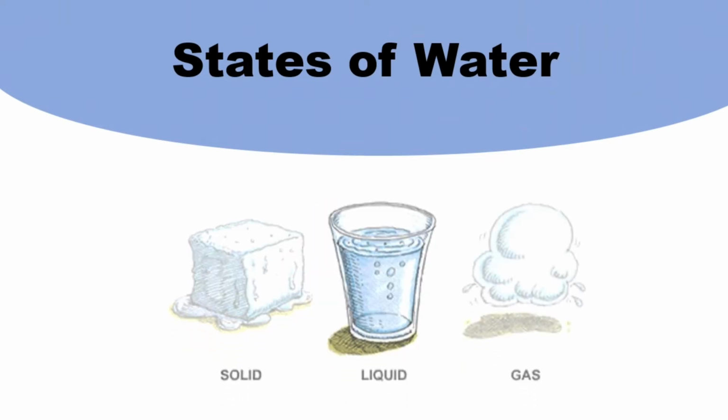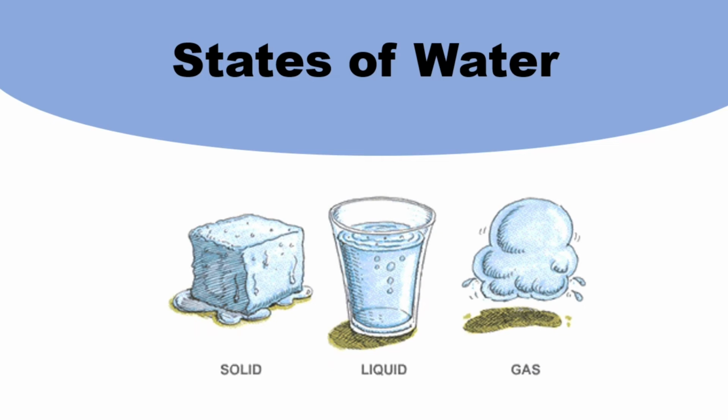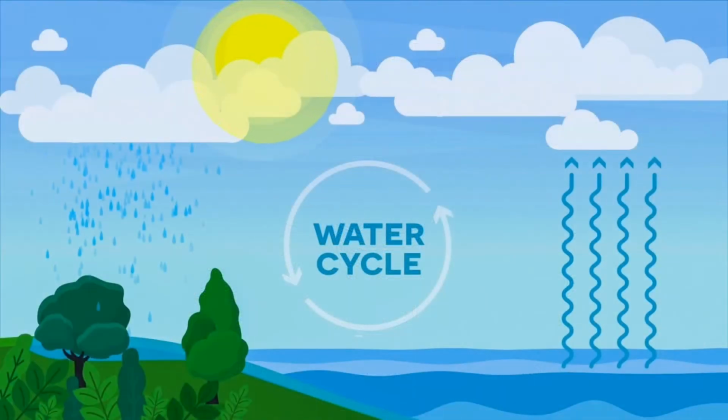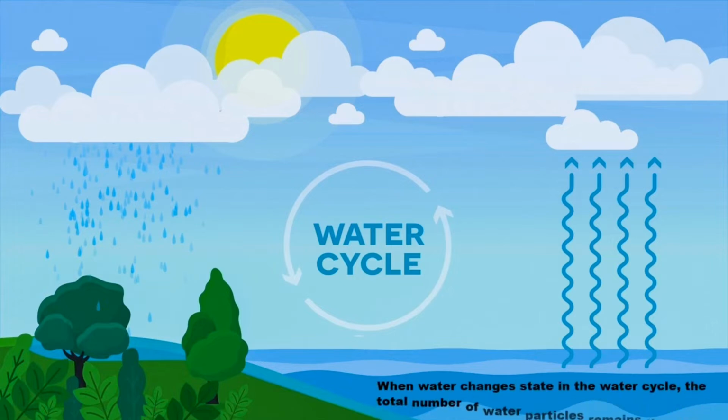Under normal conditions, water exists in three phases: the solid phase or the ice, the liquid phase or the water, and the gaseous phase or the water vapor. Perhaps you're wondering, how does the water cycle change states? The sun plays a major role in providing energy to power the water cycle. Water is self-renewing and continuous. It does not need an external stimulus to change its position or behavior. When water changes state in the water cycle, the total number of water particles remains the same. All changes of state involve the transfer of energy.